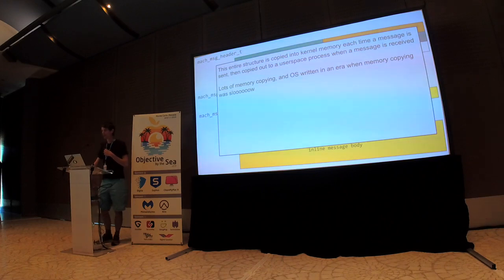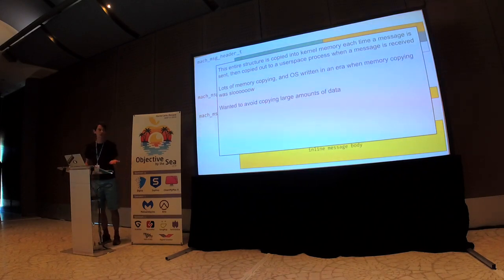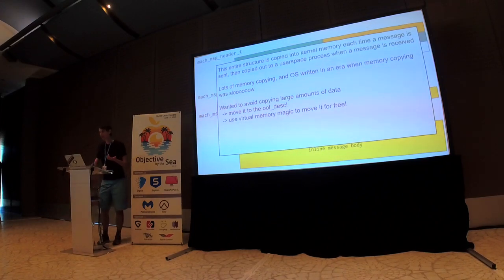So there's an awful lot of memory copying going on here. And back in the early 80s, when this was being written, memory copying was even slower than it is now, very slow. So if you want to make your system fast, you want to avoid copying these large amounts of data. And how do you avoid copying large amounts of data? You can use virtual memory magic.